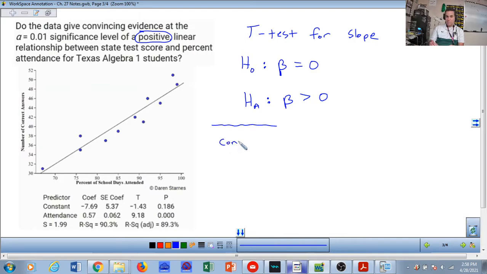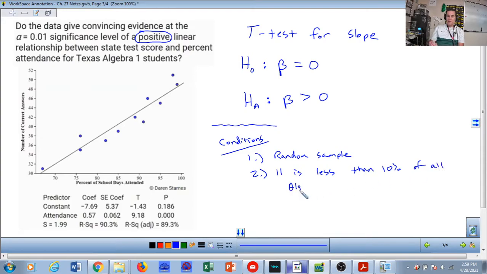Conditions. Same conditions that we did in the intervals. Do we have a random sample? Well, I hope we have a random sample of these Algebra 1 students. We don't have that many, right? There's only 1, 2, 3, 4, 5, 6, 7, 8, 9, 10, 11. There's only 11. 11 is way less than 10% of all algebra students in Texas, I guess.